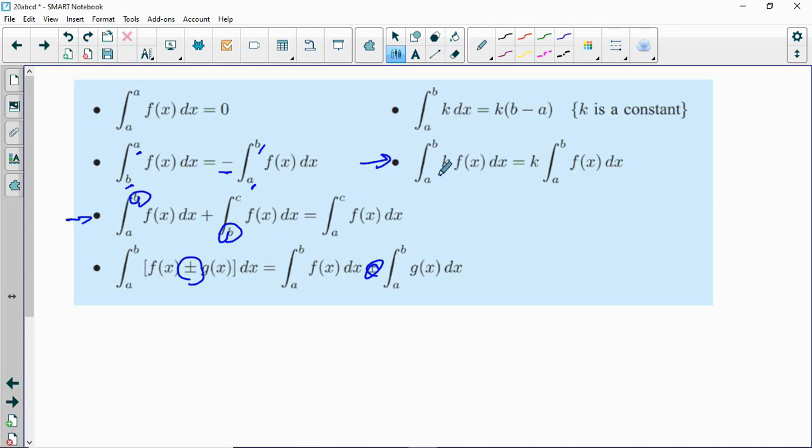Also very similar to differentiation: if we have a constant multiplied by a function, we can take that constant out, calculate the integral of the function, and then multiply by that constant. Just like when we take the derivative of 3x squared, you don't need to think of it as a product rule. You can treat 3 as a constant, take the derivative of x squared, and then multiply by 3.